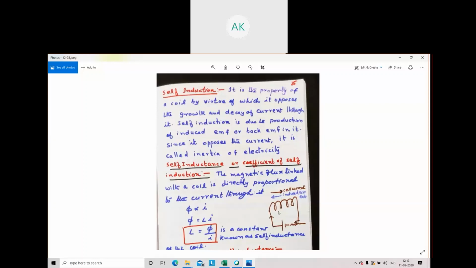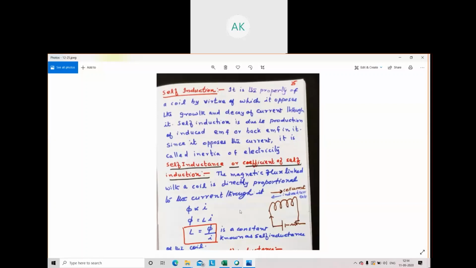You can see here in this figure, the cell current is from the left end to the right end. And during the growth of current, that induced EMF direction will be opposite to that. That means right to left, current will flow. And during the decay of current, what happens? Current is decreasing from maximum to minimum. At that time, induced current direction will support the cell current. That means left to right itself, the current will flow. That will support the cell current. That means that is opposing the decrease of flux.